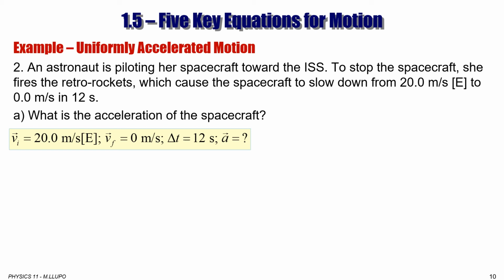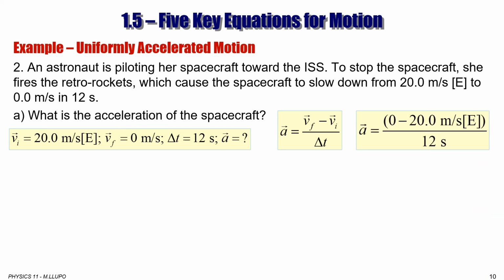So that means we should use a formula that involves V initial, V final, time, and acceleration, which is equation number 2, or the equation of acceleration. It's very well known. So we can solve for acceleration. Take a look at the data. All of them have standard units, which is good to go. So acceleration is 0 minus 20 meters per second east divided by 12 seconds. And then acceleration is minus 1.67 meters per second square east.